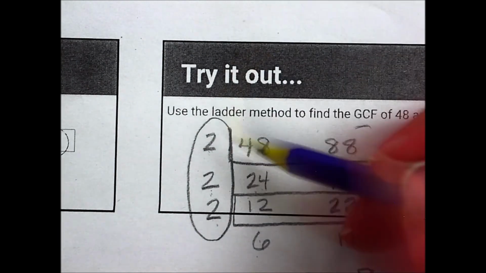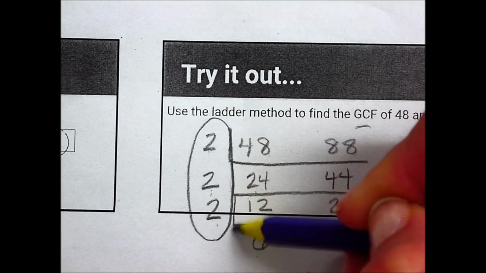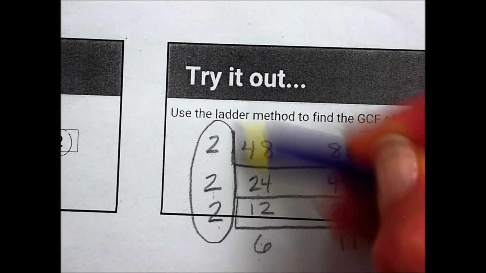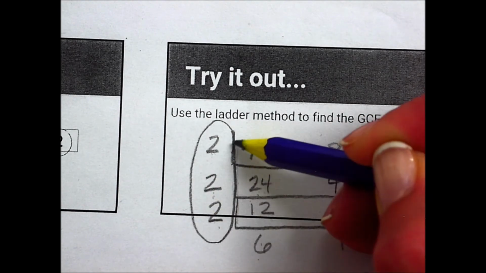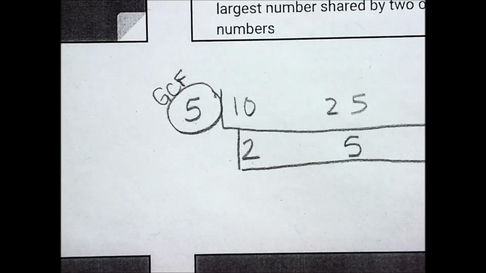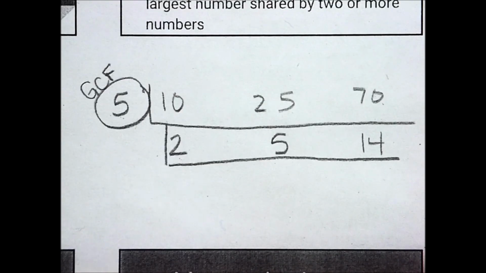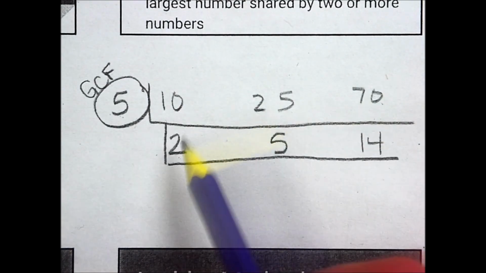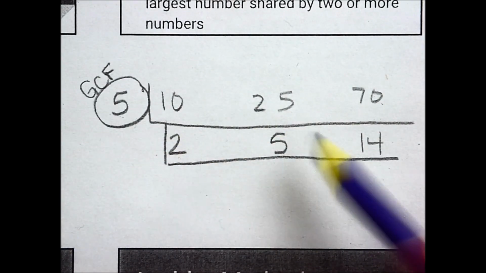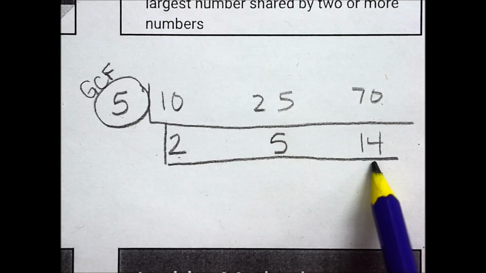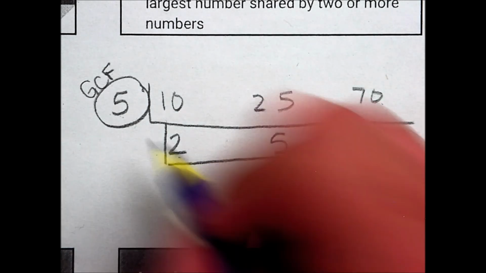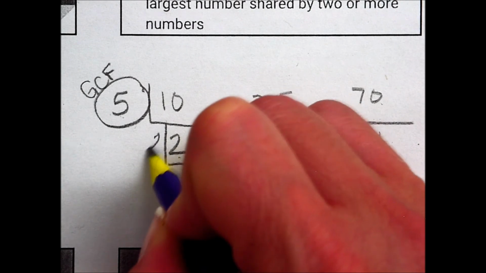Notice back here on this other problem, when I was building my ladder, I kept the ladder nice and straight because all of these numbers were going to be used as part of the GCF. Here, again, since I already found the GCF of all three, I indent the ladder. So 2 and 14 still have a 2 in common. So I'll put the 2 here.